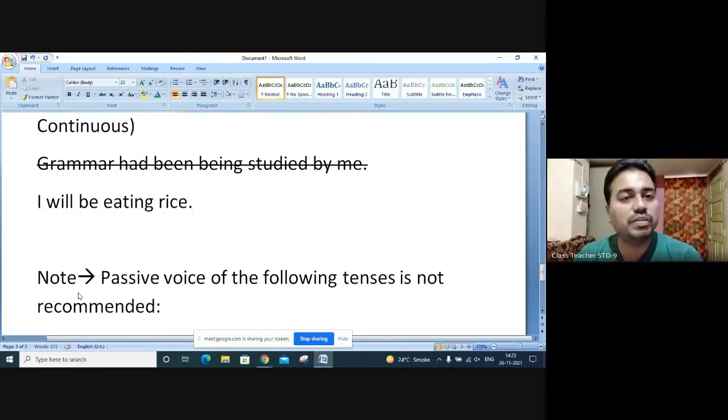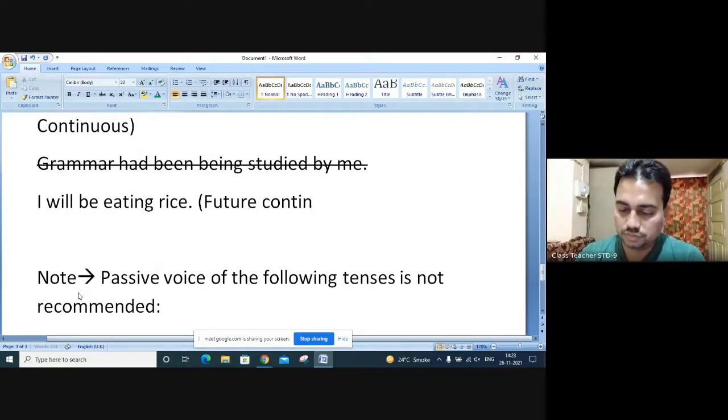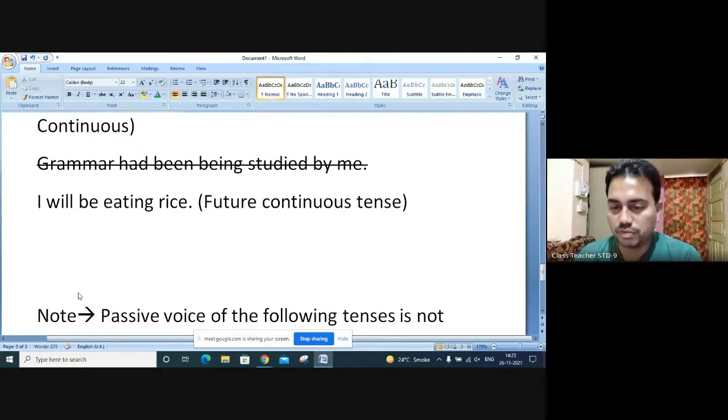Chalo, let's see if we can make a transformation of this sentence. There is future continuous tense, right? Let's see if we can make the transformation of this sentence. Now, what is the receiving object of the active voice sentence? I will be eating rice. Rice. Rice is the receiving object. We make it the subject of the sentence. Will be. Rice will be.